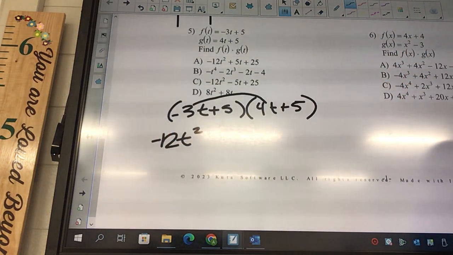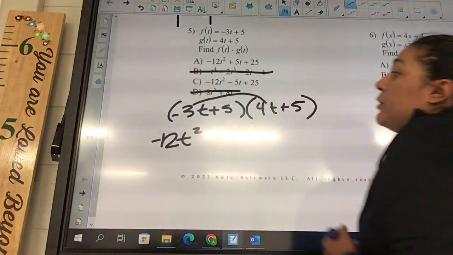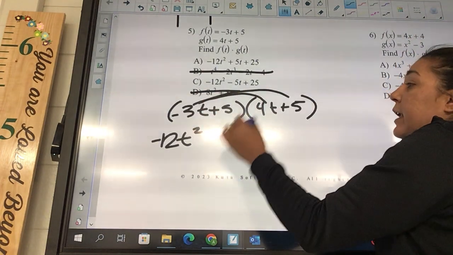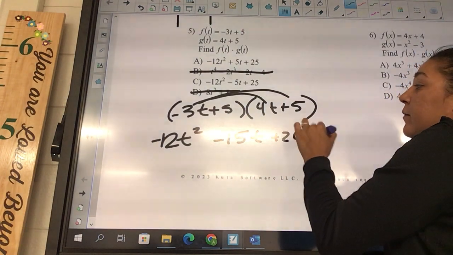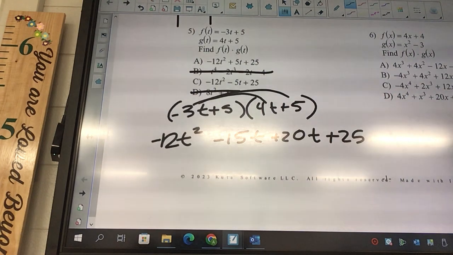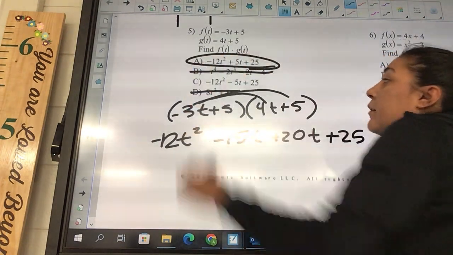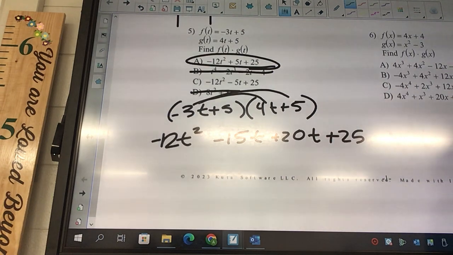What can we cross out? Something that doesn't have negative t squared. Okay, this one and this one you can most definitely cross out, and then you have to keep going. So then you're going to get a negative 15t plus 20t plus 25. Negative 15 plus 20t, which would be A. It is most definitely A. What's the difference between A and C? One tiny little negative. So be careful.